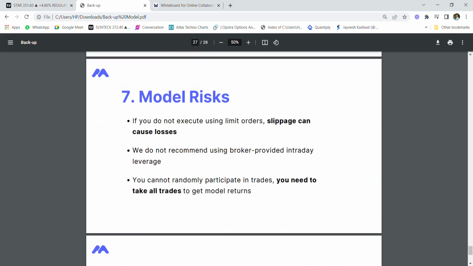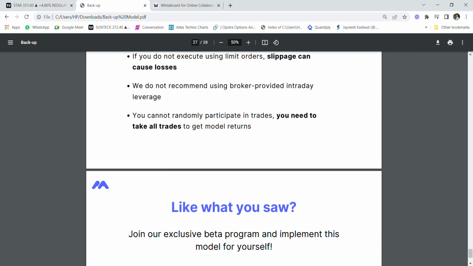What are the risks of the model? Basically, if you do not execute using limit orders, then order slippages can be huge. Second thing is, you have to trade the model every day. You have to trade the stock every day, because even if you miss one day, that one day could be the highest profit day in the model. So you cannot randomly participate. You'll have to trade every day. Otherwise, you do not trade the strategy, basically.